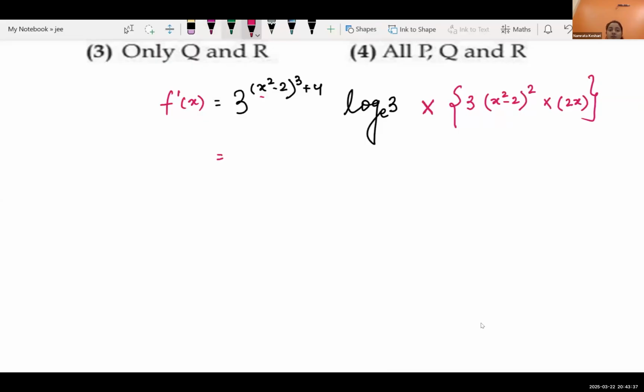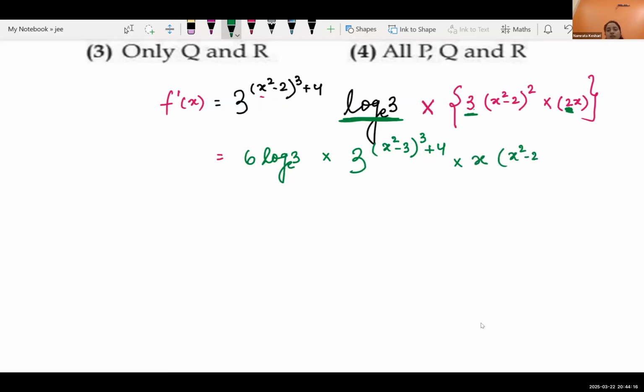Let's collect the constants from here. This is a constant, this is a constant, this 2 is a constant. Anything else? No. So we are having 3 times 2, that is 6 log 3 base e. And then just write the other variables over here, that is 3 to the power x square minus 2 whole cube plus 4, multiplied with x times x square minus 2 whole square. Any confusion so far?